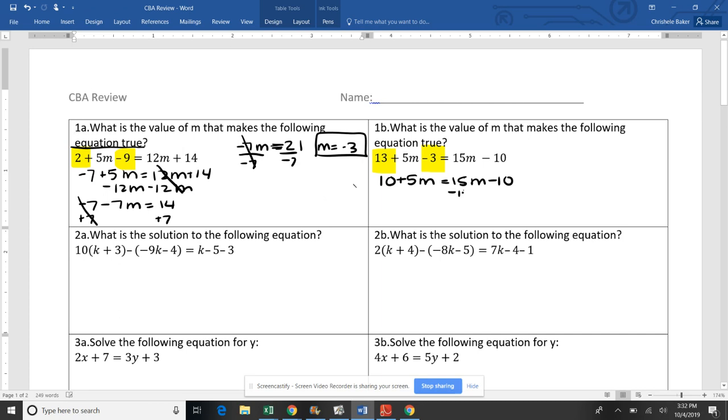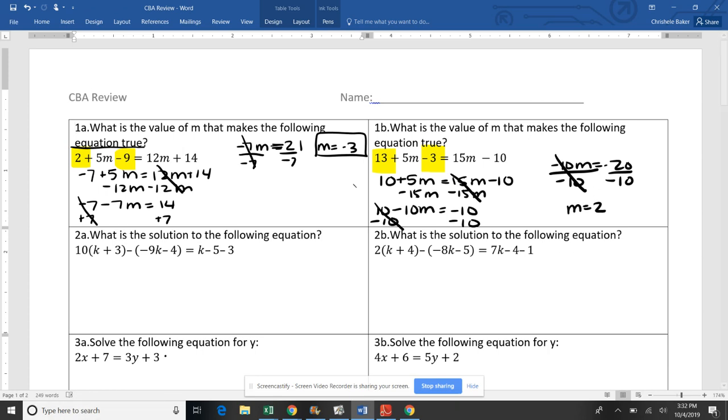This 15 is positive, so I will subtract. 5m minus 15m is negative 10m. Next, I have a positive 10 over here on the left, so I'm going to subtract 10 from both sides. So I have negative 10m is equal to negative 20. And last, I'm going to divide both sides by negative 10. And m is equal to positive 2.